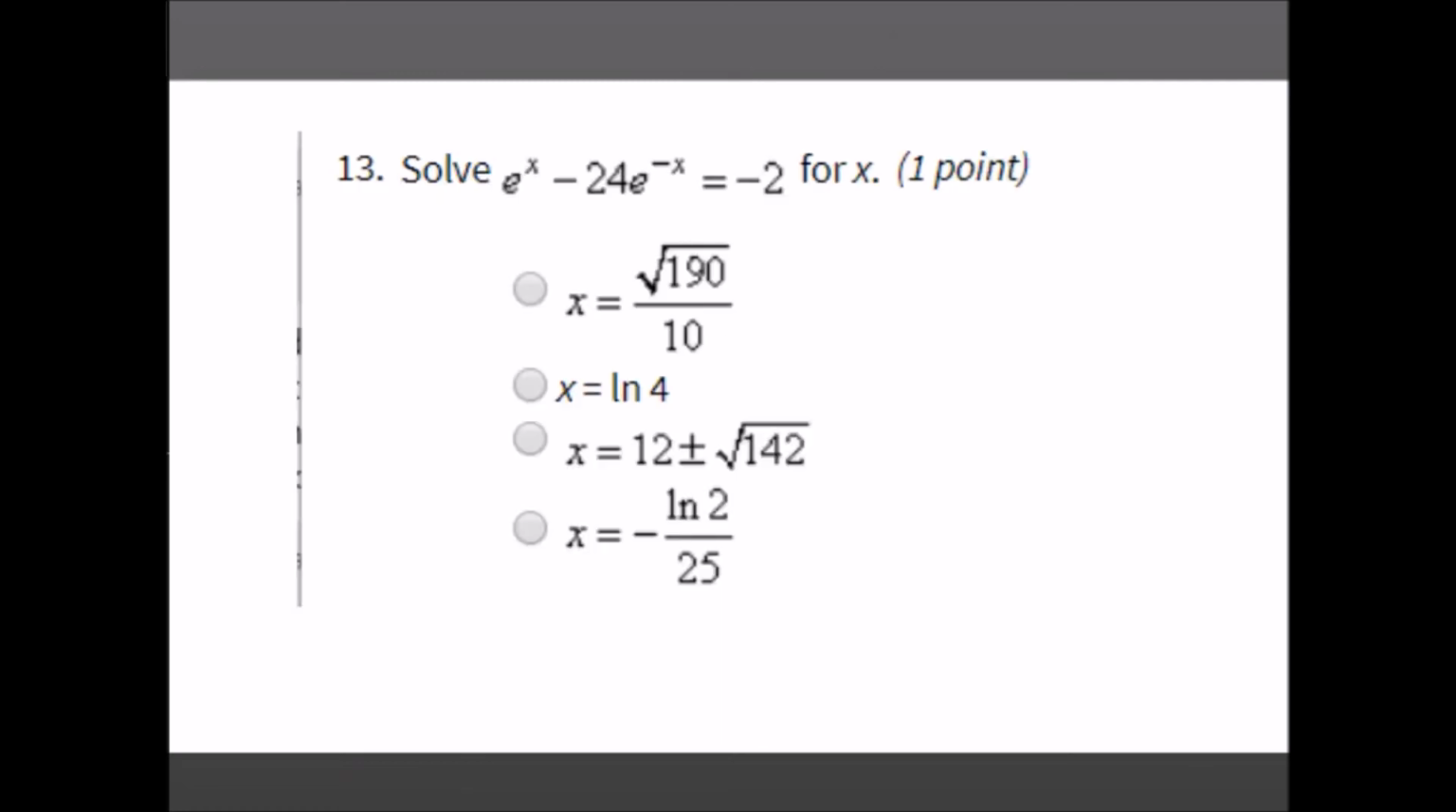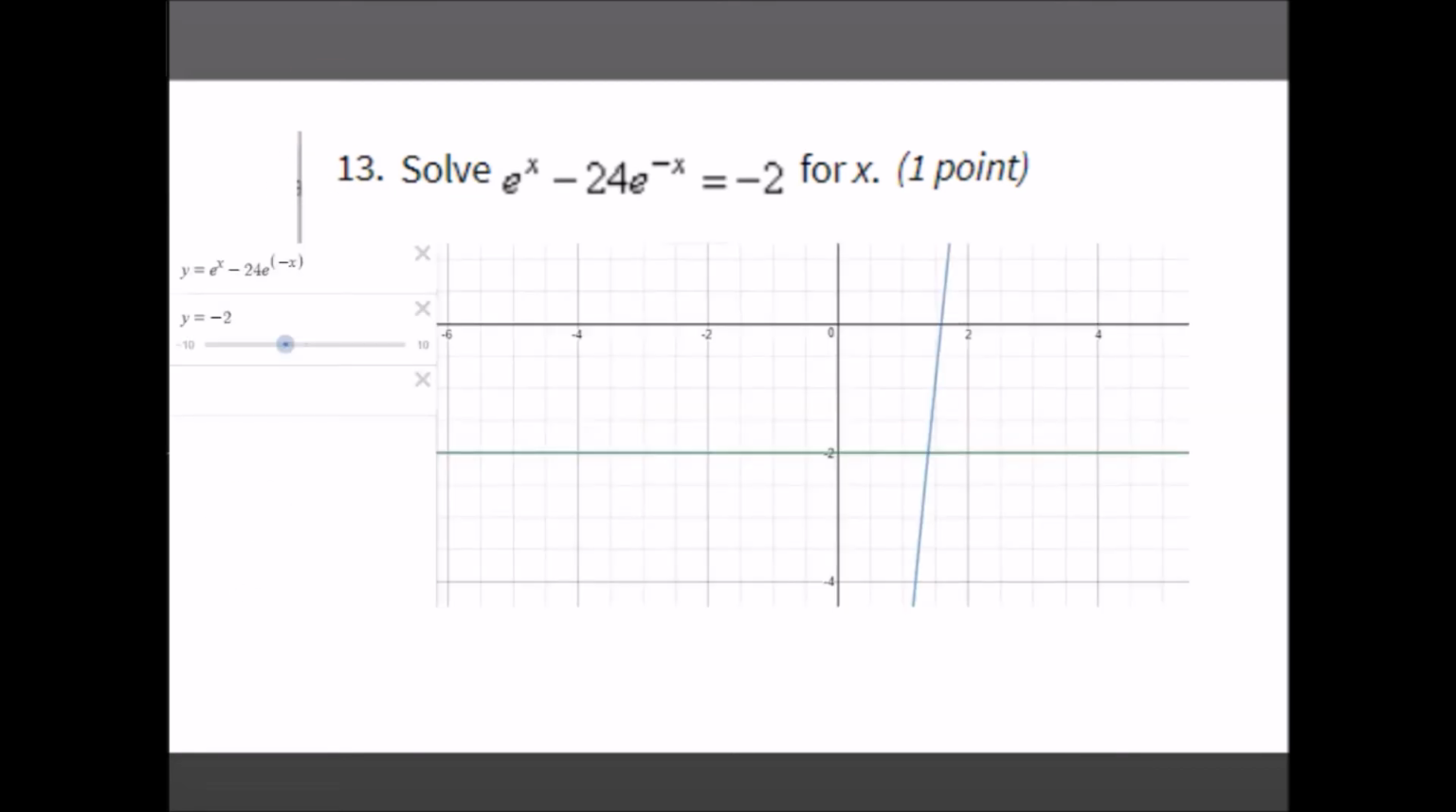All right, solving number 13. Number 13 has e to the x minus 24e to the -x. When does it equal -2? Again, I think a visual is good. I think graphing the two pieces is good. So I graphed e to the x minus 24e to the -x, and I graphed -2. And then I zoomed in enough to see where I'm looking. I'm looking for the place where they cross.